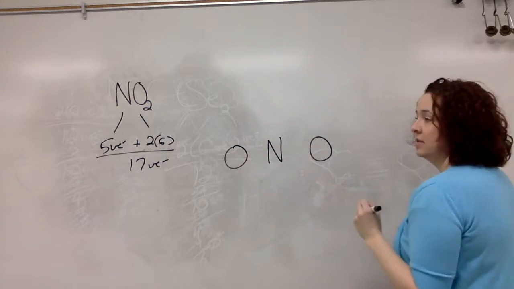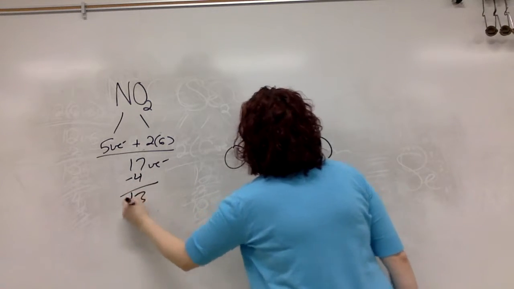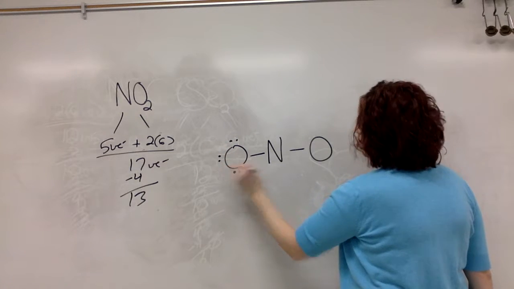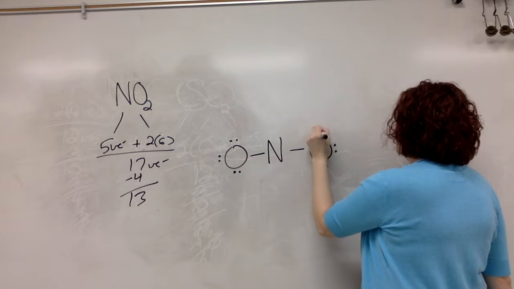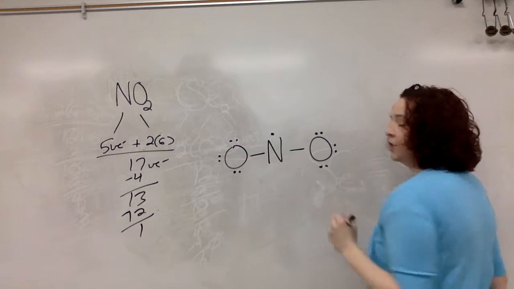We have 2 oxygens, covalent bond, subtract 4. 13. So I'm going to go 6 on the oxygens. So I have 1 left. Okay, it's going to go on nitrogen.